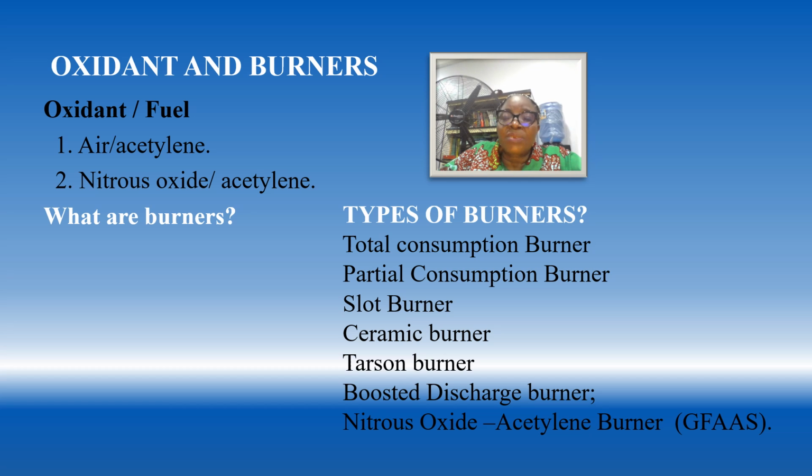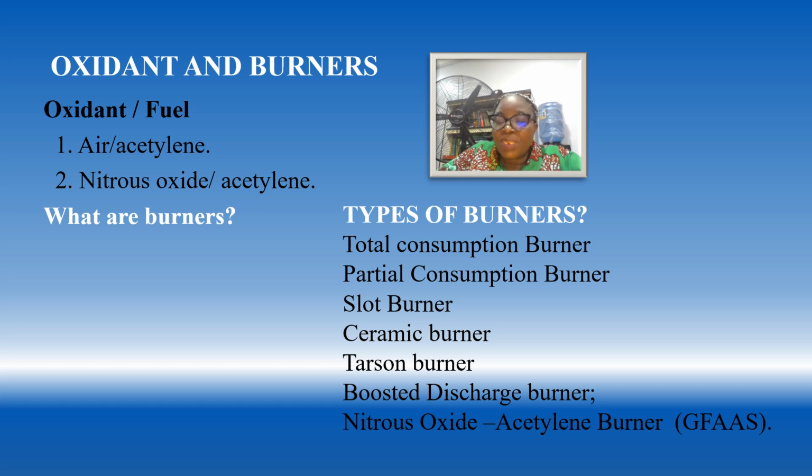We also have the oxidant and the fuel. We have the air acetylene mixture as oxidant and fuel, and we also have the nitrous oxide acetylene mixture when a hotter flame is required, using a premix burner. Atomization takes place in a burner. Burners are mechanical devices that burn gas or liquid fuel into flame in a controlled manner.